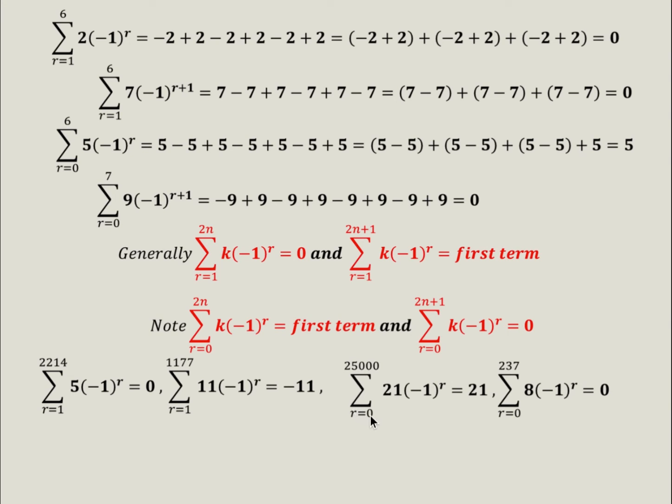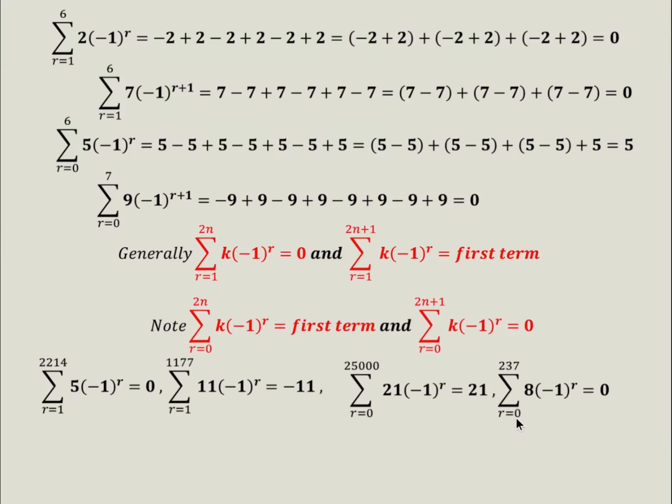Summation from r equals 0 to 25,000 of 21 into negative 1 to the power r. Here, since the lower limit is 0, we would have the number of terms as the upper limit plus 1, which will now give 25,001 terms. And since the number of terms is odd, the value of the series would correspond to the first term, which is obtained when r equals 0, 21 into negative 1 to the power 0. Negative 1 to the power 0 being 1, the value of that sum would be 21.